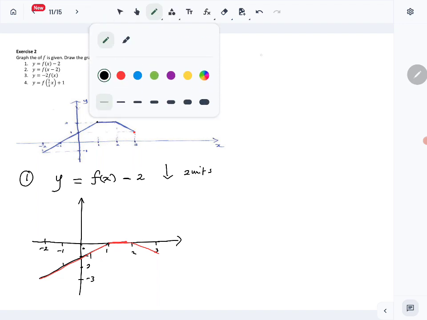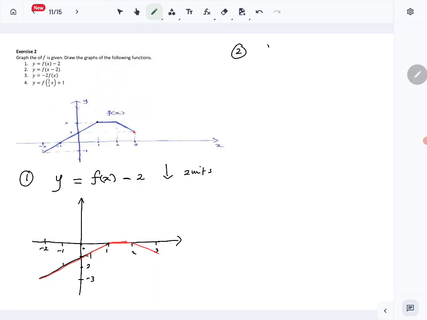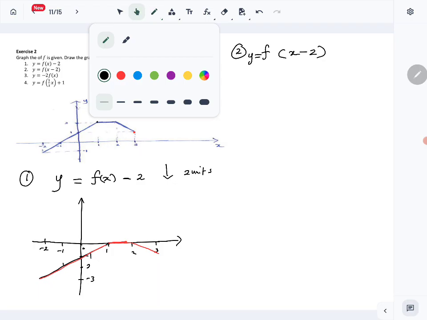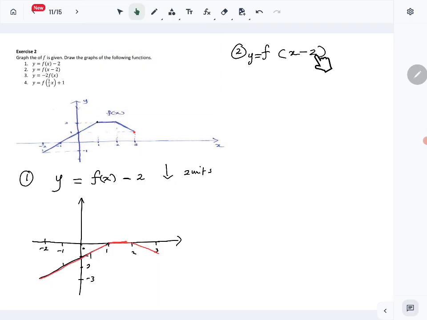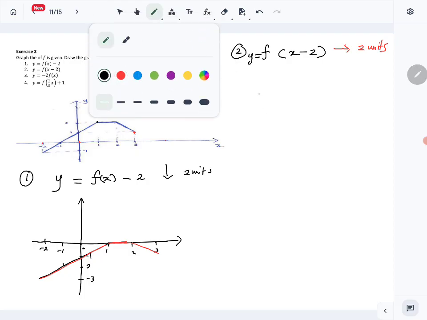What is the next one? Let's look at the next one. Second one is y equals f of x minus 2, right? 2 is inside. Then what values change? X or y? X is affected, no? It's inside, no? So you are shifting in which direction? Minus 2 means 2 units, right? So y values don't change. What happens? Minus 2 goes to 0. So now I am starting at 0 and ending at 5, right? Everything has to shift to the right by 2 units. So let's draw that.